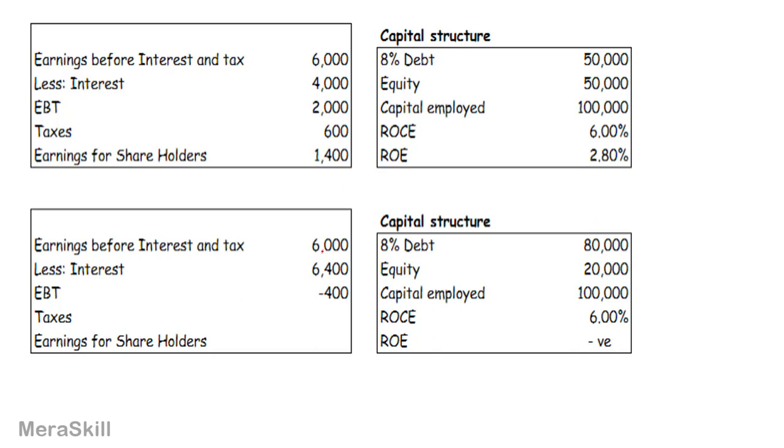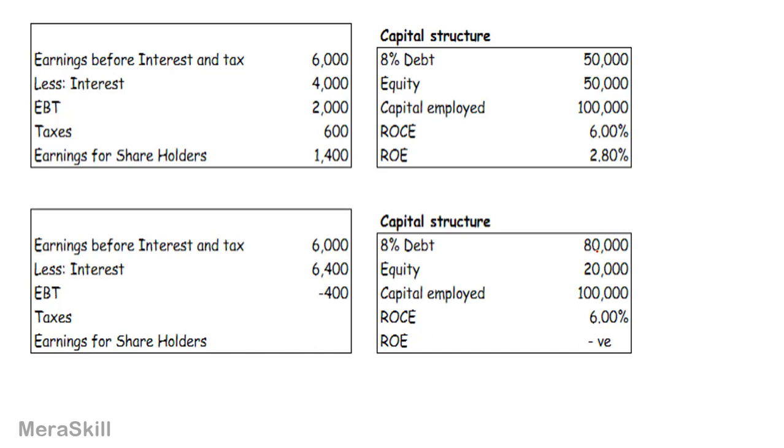Now, suppose you change the capital structure, 80% debt and 20% equity. Look at what happens. Earnings before interest and tax is 6,000. Interest is 8% of 80,000, 6,400. Look at the interest, right? You get a loss. Shareholders just suffer a loss. The returns become negative. Mind you, when there is a loss, the shareholders will have to bear the loss. So this is the problem here: the greater the proportion of debt, if adequate earnings are not being made, then the shareholders will suffer losses.